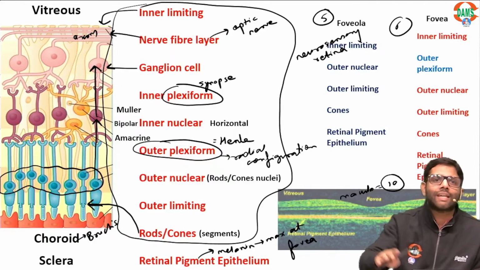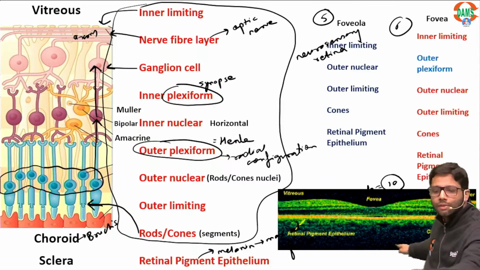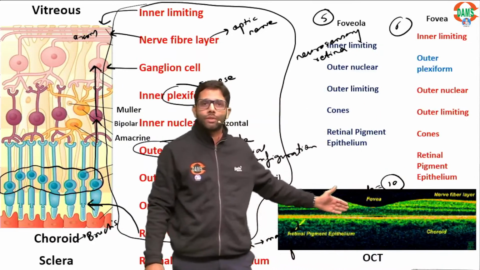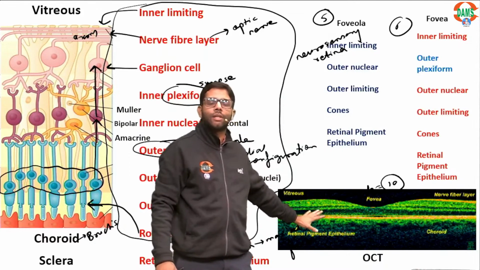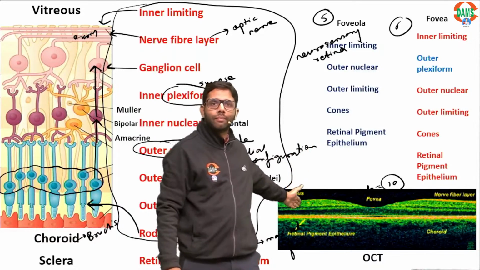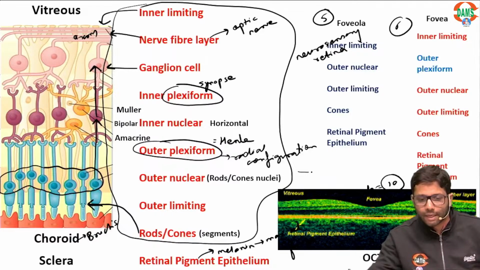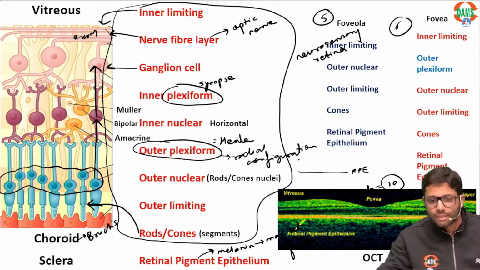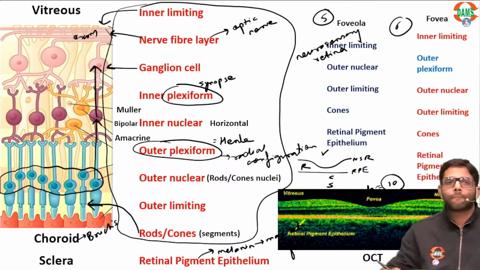If you do a scanning of the central retina, this investigation is known as optical coherence tomography, OCT. It is in the same orientation in which you have seen the layers. What is the orientation? We can draw it also. This red line is the retinal pigment epithelium. This is the neurosensory retina, the 9 layers of the retina. Here there is vitreous, retina, choroid, sclera.